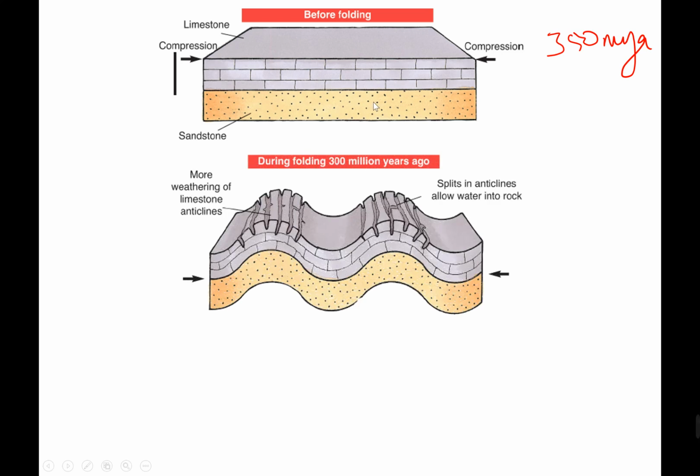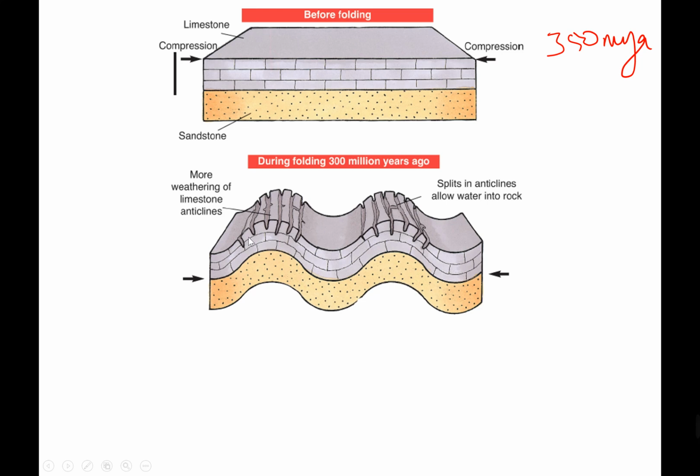Okay, now I need you to pay attention here because this is important. This is what happened during folding, approximately 250 to 300 million years ago. The layers of sandstone and the layers of limestone were folded because of compressional forces at a convergent plate boundary. Now, limestone is a very soft rock that's got joints and that's got cracks in it, and we'll be talking more about that when we discuss limestone.